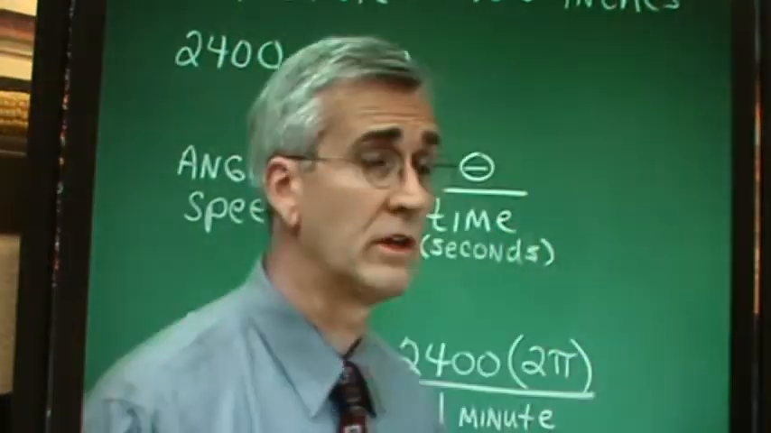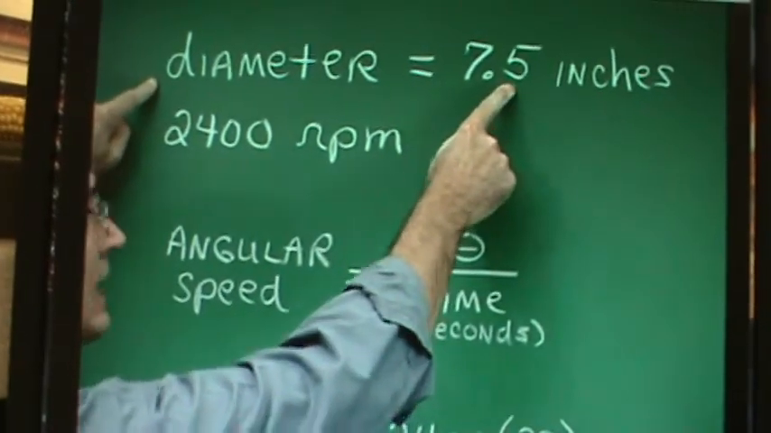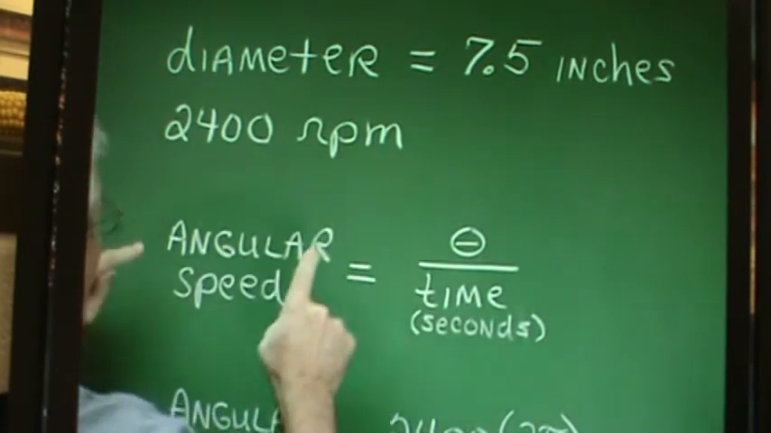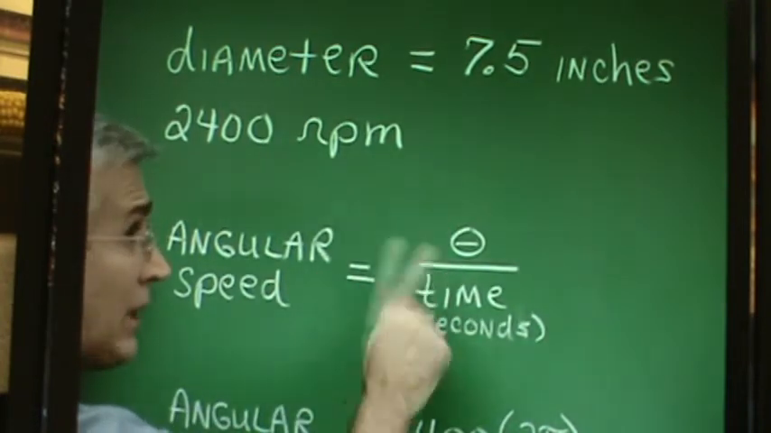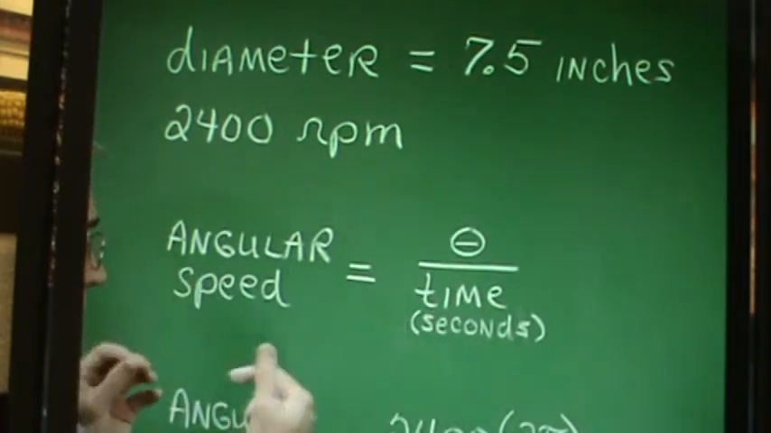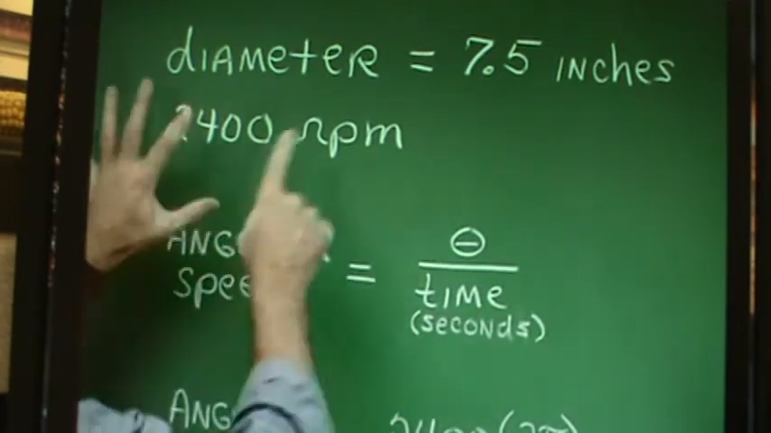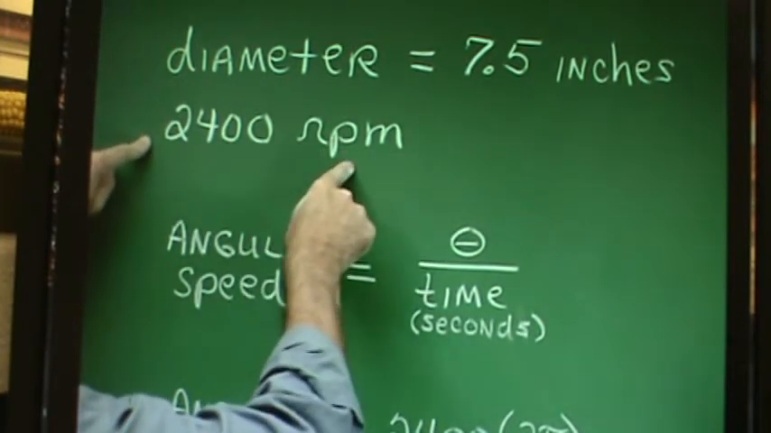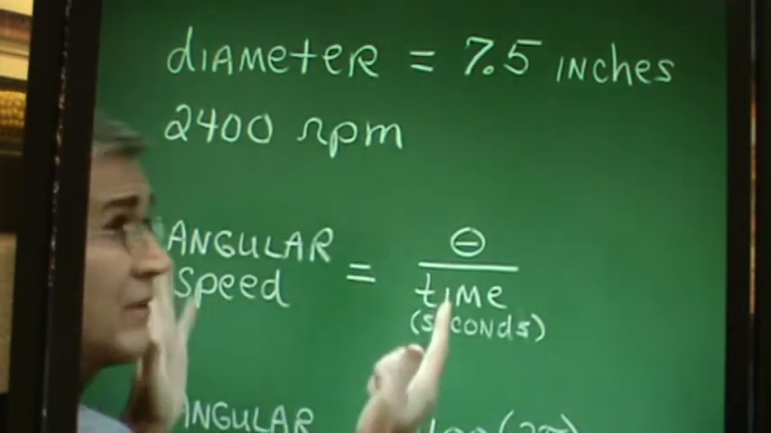The important information in the problem is that we have a diameter of this blade of 7.5 inches, and it's turning at 2,400 RPMs. That's revolutions per minute. If we're going to calculate angular speed, we need the size of the angle and some unit of time. Now, we'd like this unit of time to be seconds because we want our unit to be in radians per second. I think that was the request, so we want the time in seconds. Now, our speed of the rotation of the blade is 2,400 revolutions per minute. So we have a time unit problem here, as well as everything else that's going on.